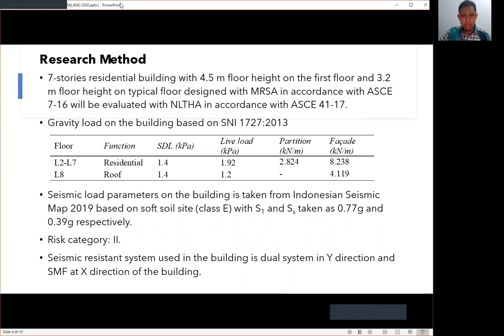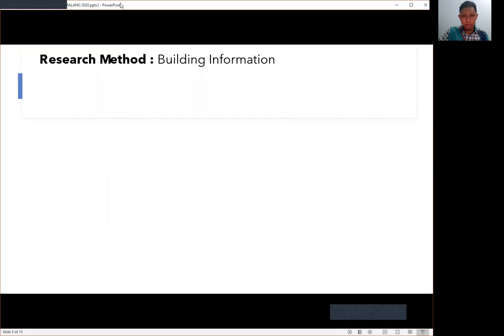The gravity load is based on the Indonesian standard for minimum design load. Seismic load parameters on the building are taken from the Indonesian seismic map 2019. The seismic resistance system used in this building is a dual system, consisting of a special shear wall system and special moment frame in the Y direction. Meanwhile, in the X direction, only a single system of special moment frame.